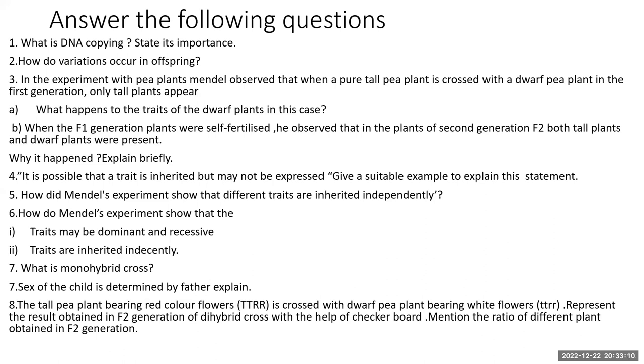How do Mendel's experiments show that the traits may be dominant and recessive? You need to explain here the first experiment, that is, the monohybrid cross.